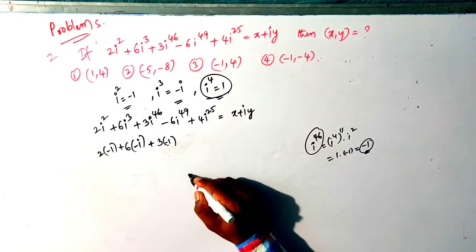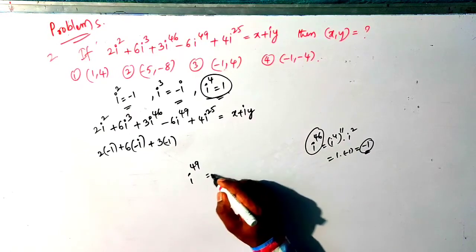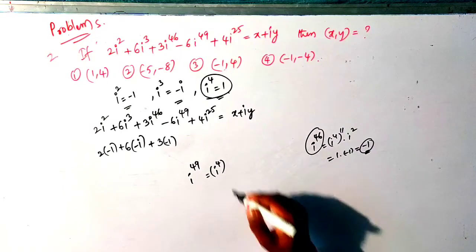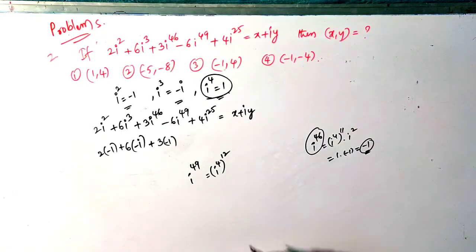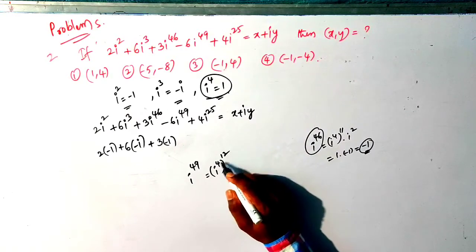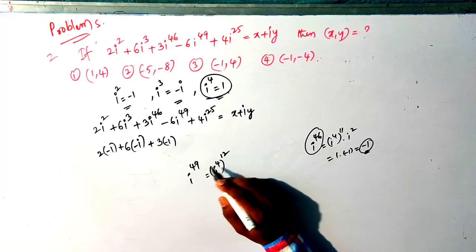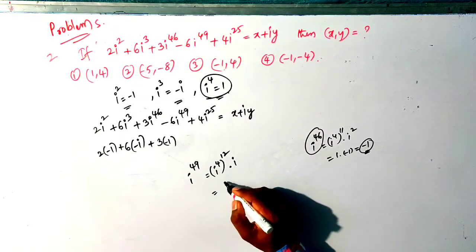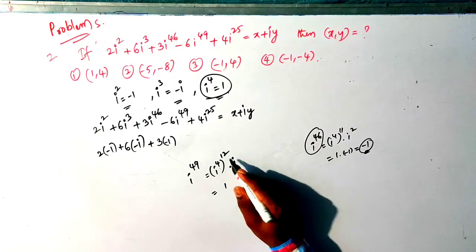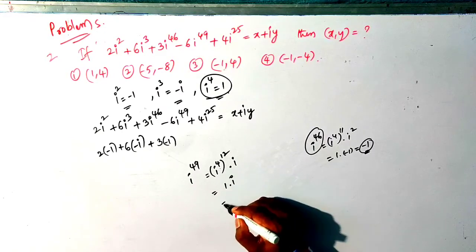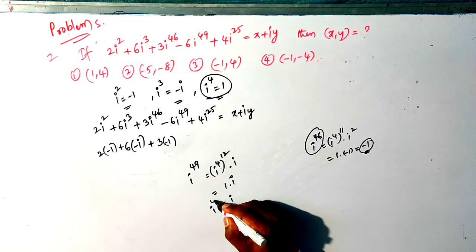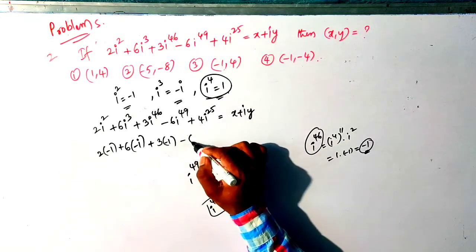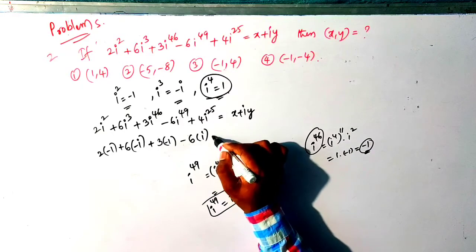Clear? Okay. Next, i power of 49. How to write i power of 49? i power of 4 whole power of 12. We write here 12 fours are 48. Clear? 12 fours are 48. So 48, remaining 1 is there, 1 i. So i power of 1 we write here. So this is 1, 1 power of 12 is 1, into i. So i power of 49 is nothing but i. So -6 into i we write here.